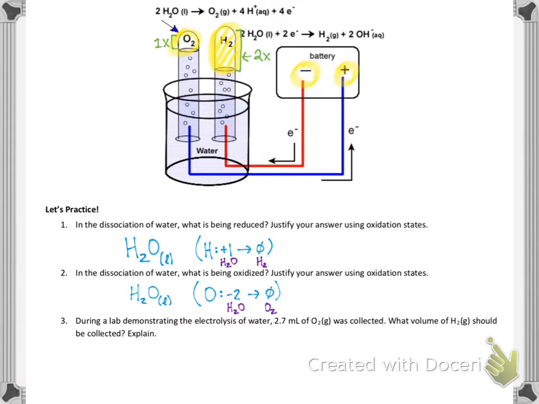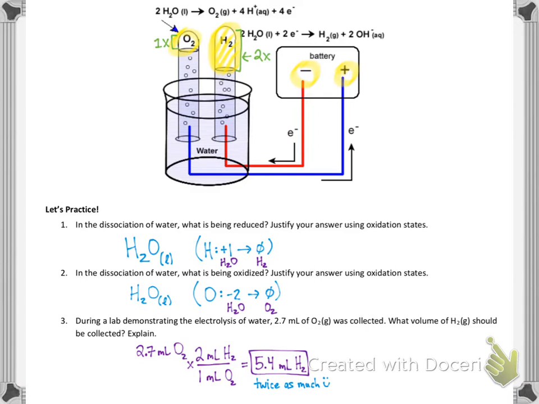that we collected 2.7 milliliters of O2. Just like you can do a liter to liter gas stoich, you can do a milliliter to milliliter. It's the same mole to mole ratio. Because, of course, for every 1 mL of O2, you get 2 milliliters of hydrogen. So it should not surprise you that we produced twice as much hydrogen as we did of the oxygen.